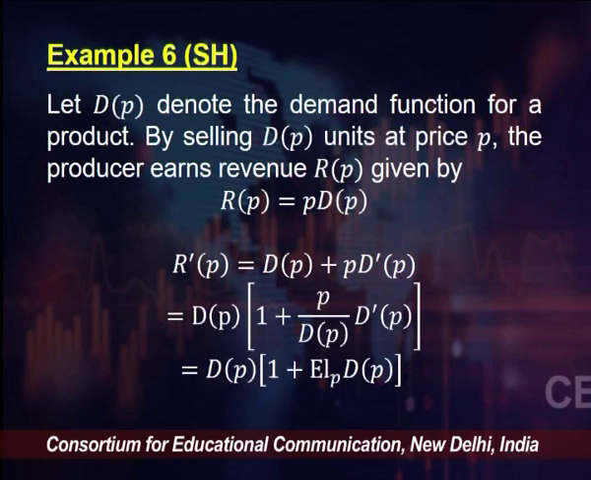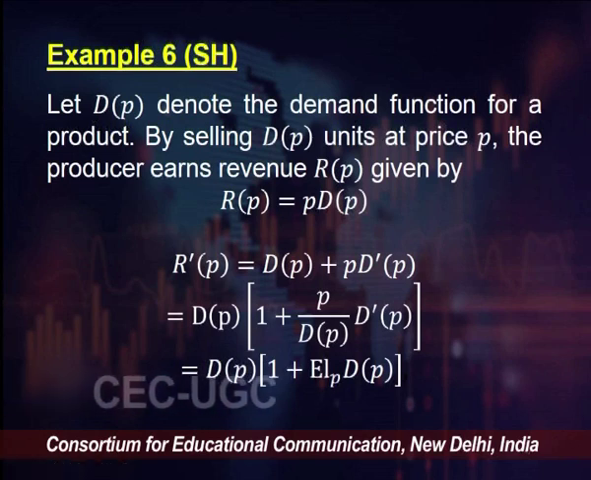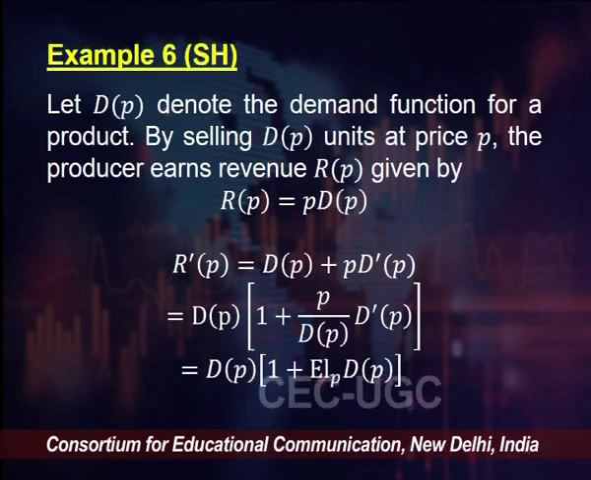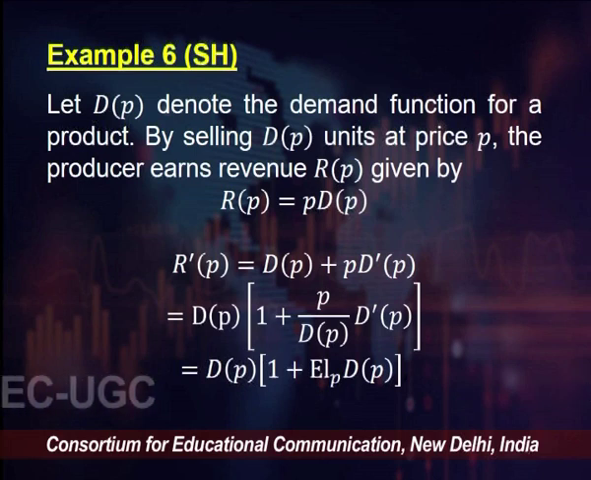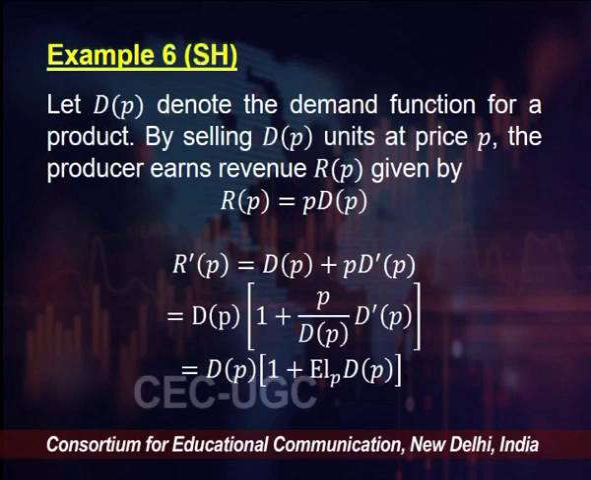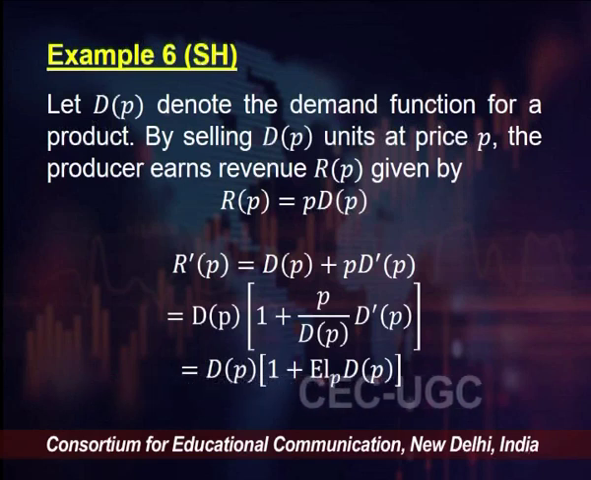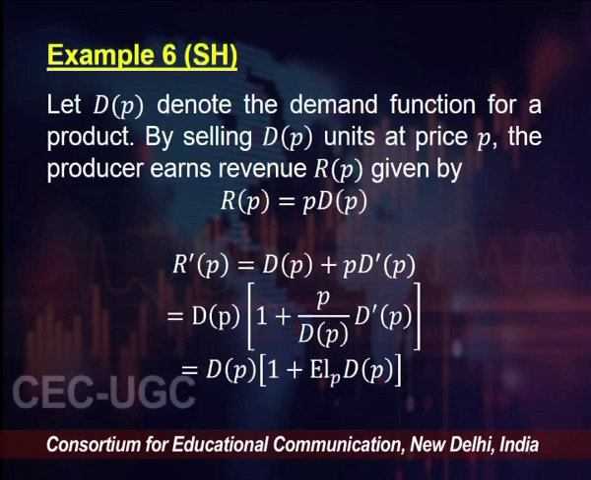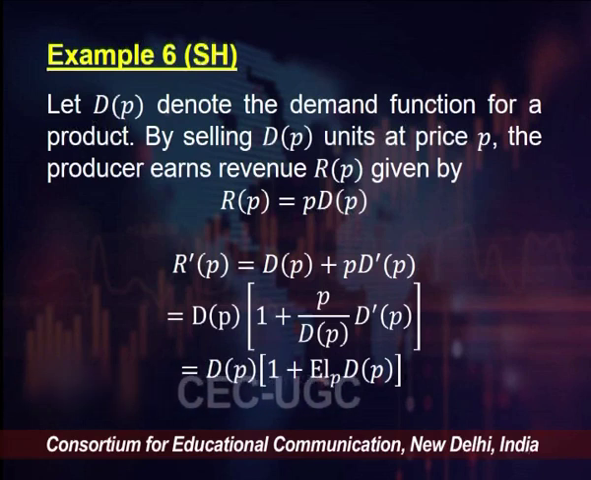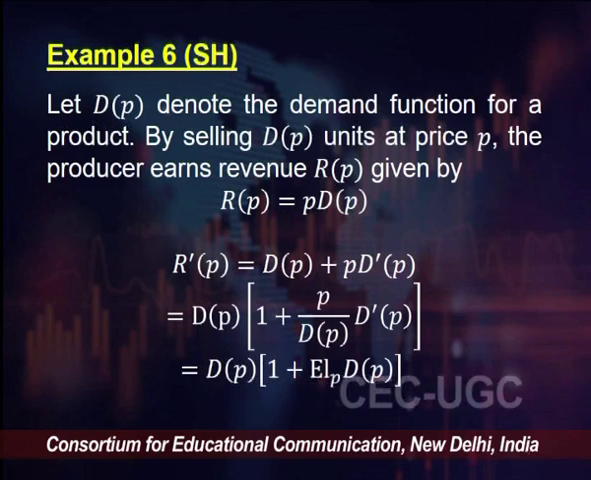Let us now look at this example where we will bring in the result that we just put up on the previous slide. Here we have D(p), which denotes the demand function for a product, and by selling D(p) units at price p, the producer earns revenue R(p). So the total revenue is given by R(p), which is nothing but the price times the quantity, so p times D(p).